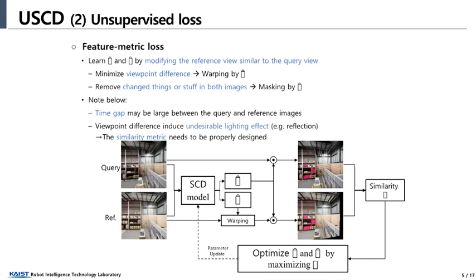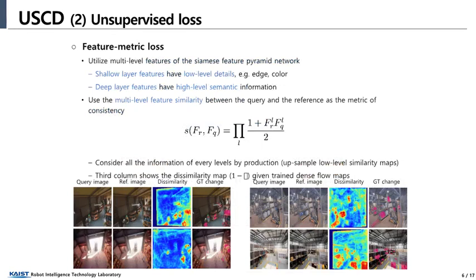At this time, it is not advisable to simply calculate RGB similarity due to changes in illumination, the type gap between the two views, or lighting effects due to differences in viewpoints. Therefore, designing a similarity metric well is important in this learning method. We used multi-level feature similarity with the following formula as the metric in my learning framework.